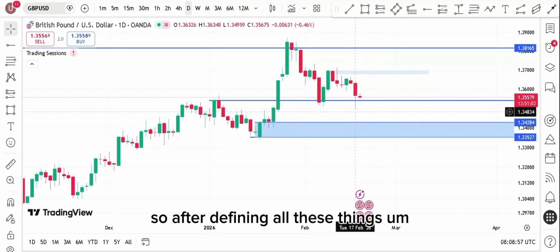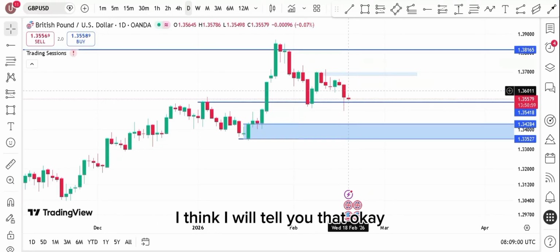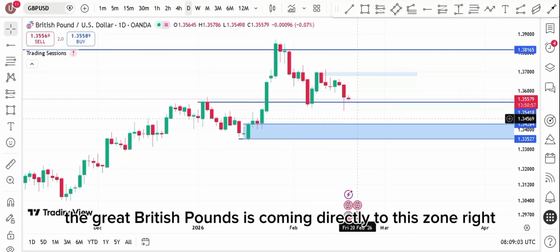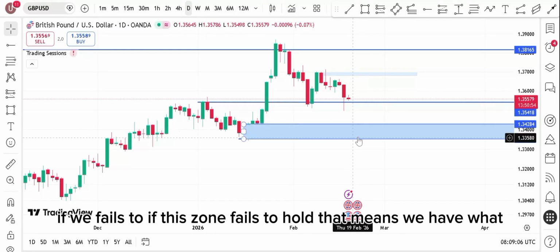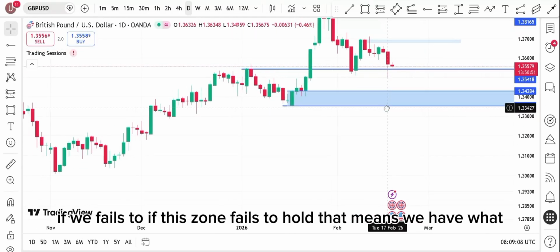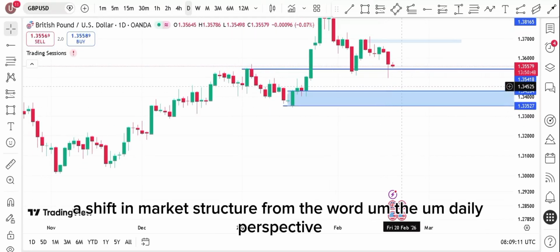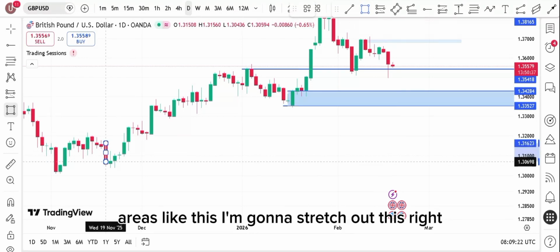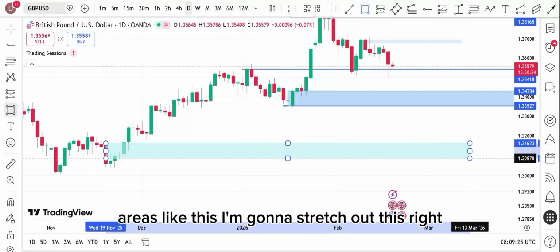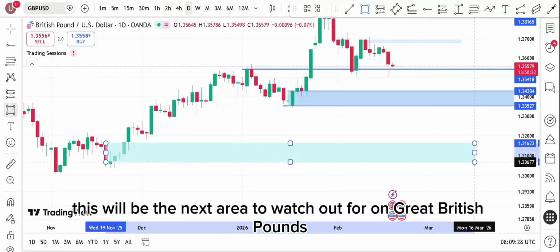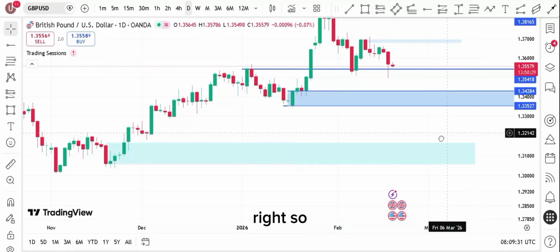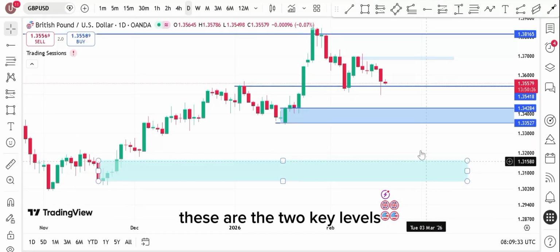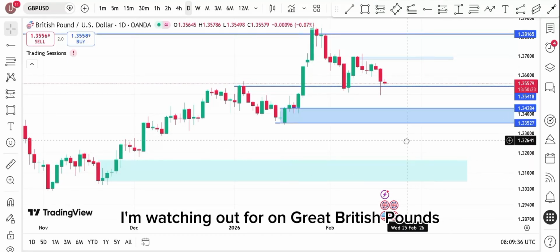So after identifying all these things, I think the Great British Pound is coming directly to this zone, right? If this zone fails to hold, that means we have a shift in market structure from the daily perspective. Then we are looking forward to areas like this. I'm going to stretch this out, right? This will be the next area to watch out for on Great British Pounds. So these are the two key levels I'm watching out for.